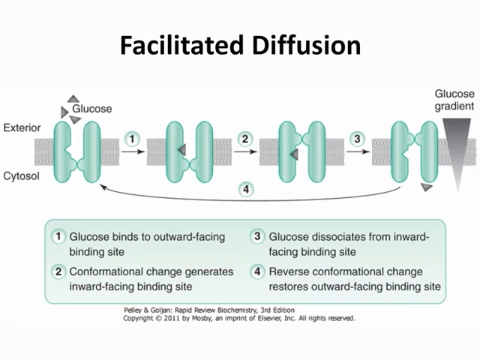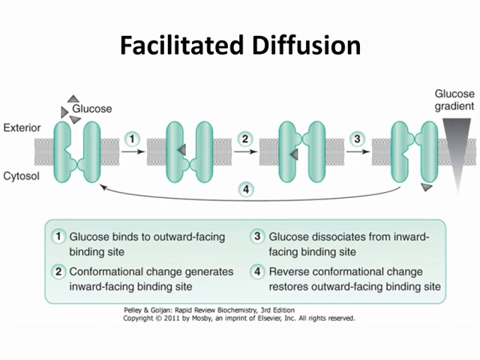So here we have an example of facilitated diffusion and how it works. The exterior is the outside of the cell, and the cytosol is inside the cell. So there you have your plasma membrane and a transport protein. In step 1, you see that glucose binds to what we call an outward-facing binding site. It's called outward-facing binding site because it's facing the exterior.